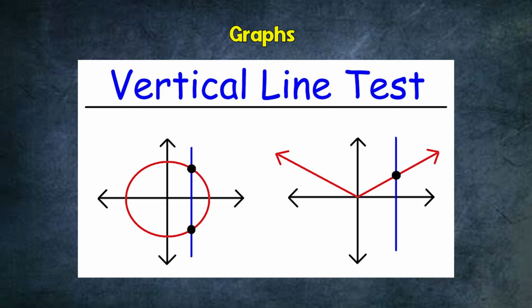So here we have two graphs. In the first one, we have a circular graph, and we can see that 2 points from this circular graph fall directly under each other. So the first graph would not be a function. However, looking at the second graph, we could see that the vertical line only cuts the graph once, so this one would be considered a function.